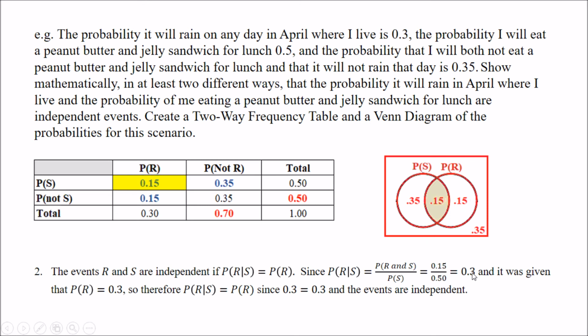0.15 divided by 0.5 is 0.3. And it was given that the probability of rain is 0.3. So since they're equal, the events are independent.